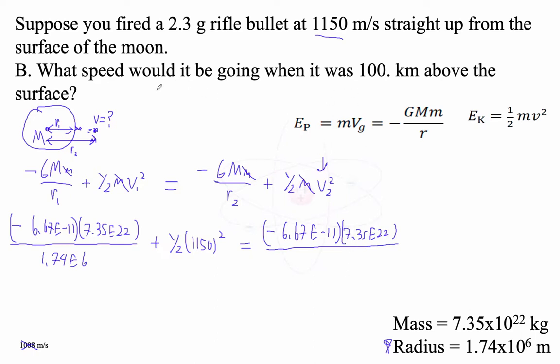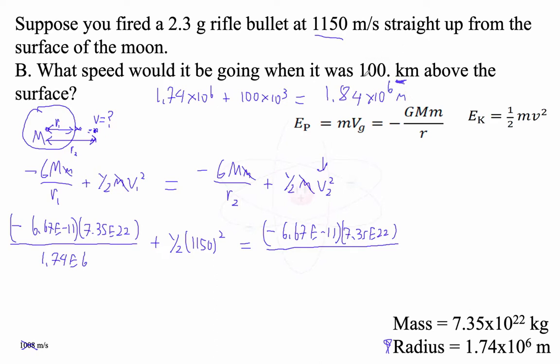Okay, so what is 1.74 times 10 to the 6th plus 100 times 10 to the 3rd? Because that's kilometers, that's thousands, right? We got to figure that out. 1.74 E6 plus 100 E3. This is equal to 1.84 times 10 to the, I could have figured that out without a calculator, couldn't I? 6 meters, right? So that is my new R.